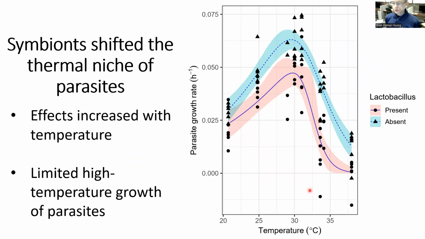Next, to see whether these inhibitory effects were altered by temperature, we measured growth of parasites with and without symbionts across a temperature range that might be experienced by honeybees. This graph shows that the presence of lactobacillus, indicated by this red shaded curve, had proportionally stronger effects on parasite growth, shown on this y-axis, as temperature along the x-axis here increased. So whereas symbionts had little effect at low temperatures, they severely limited the ability of parasites to grow at high temperatures, knocking back growth by over 50% above 33 degrees.